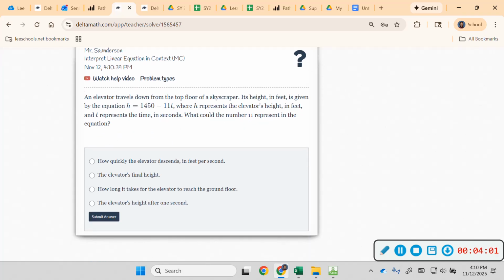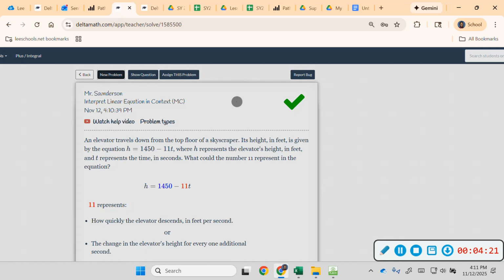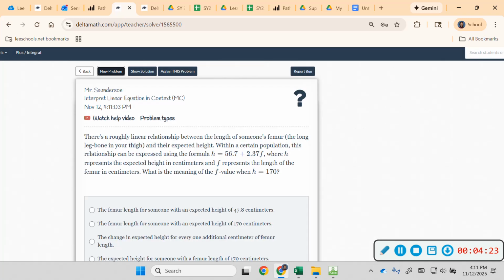So here we're trying to figure out what 11 represents. 11 will represent the slope, and it would essentially talk about how it's changing. So how long it takes for the elevator to reach the ground, no, the elevator's height after 1 second. How quickly the elevator descends, that would be that one. Okay, so I'll do one last one.